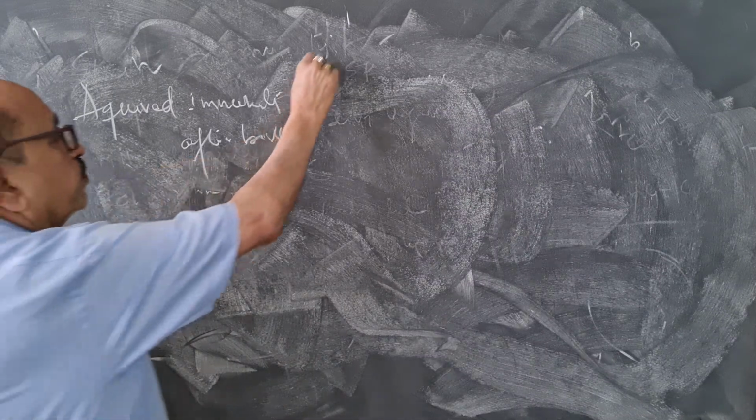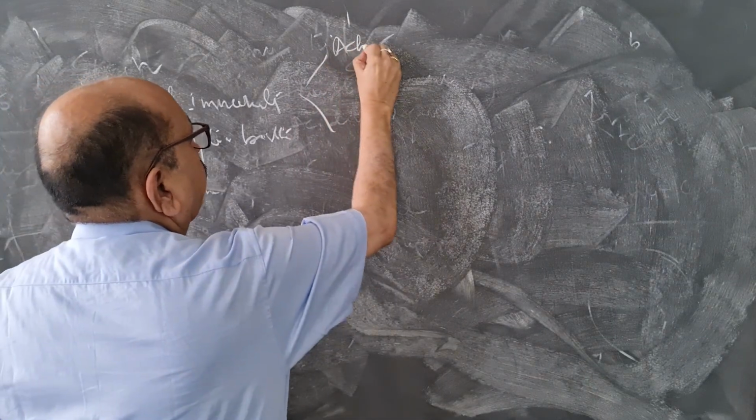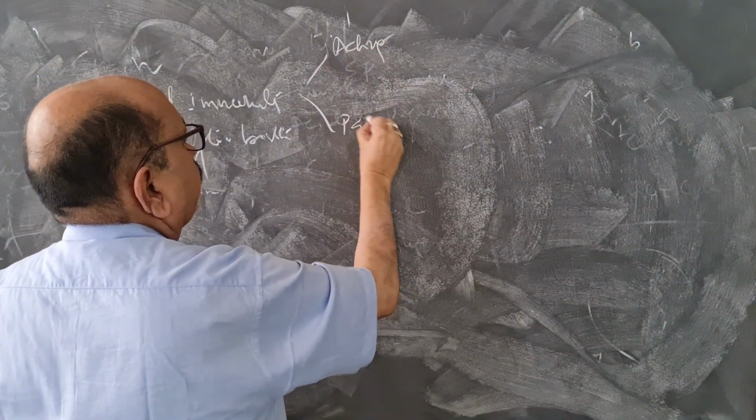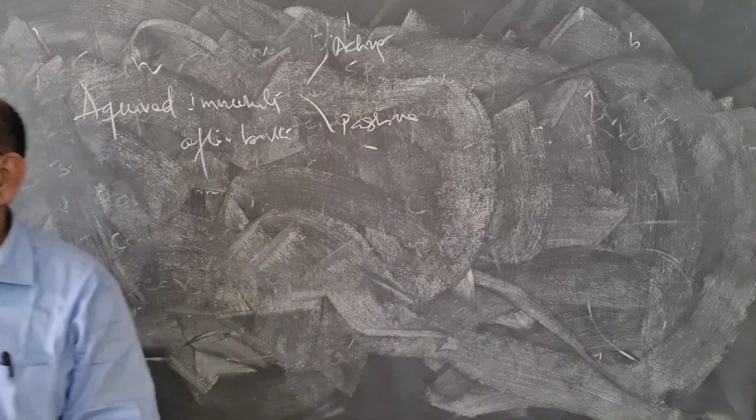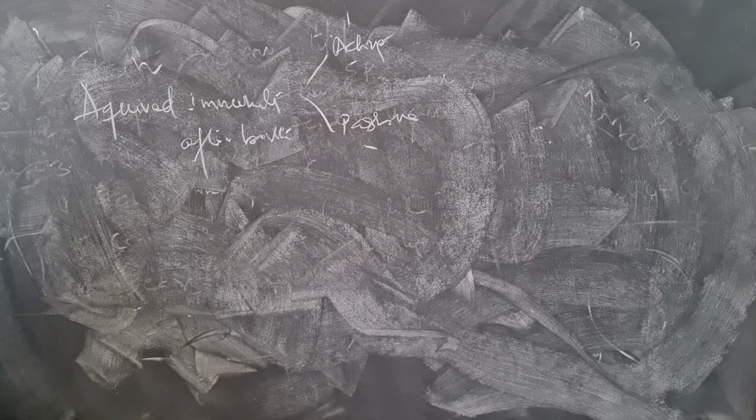Acquired immunity, what you get after birth. They are classified into active and passive. Active is good, which is long lasting, and which has got immunological memory.